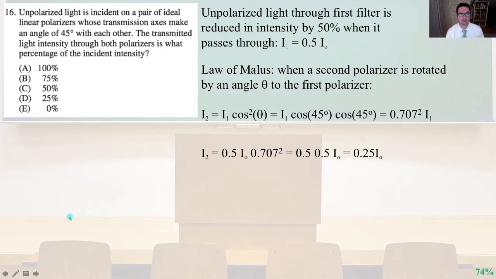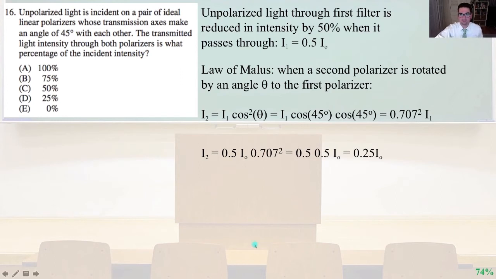Number 16, unpolarized light is incident on a pair of ideal linear polarizers whose transmission axes make an angle of 45 degrees with each other. The transmitted light intensity through both polarizers is what percentage of the incident intensity? So unpolarized light through the first filter is reduced in intensity by 50% when it passes through. So I1 equals 0.5 times I0.